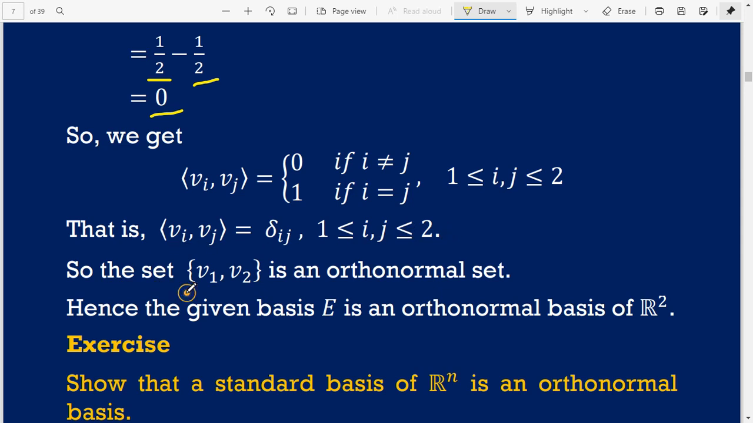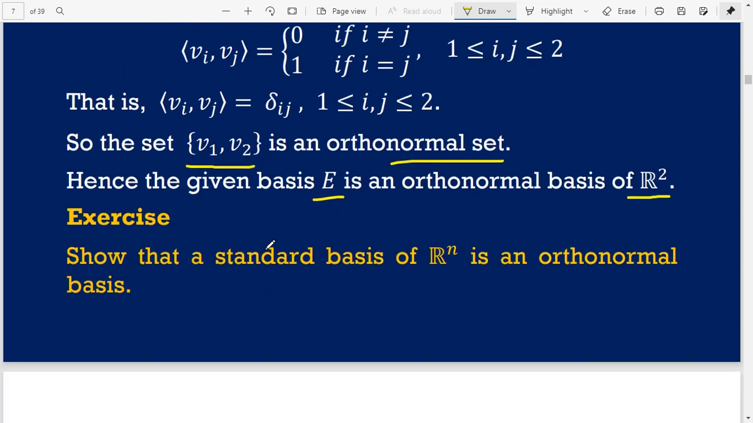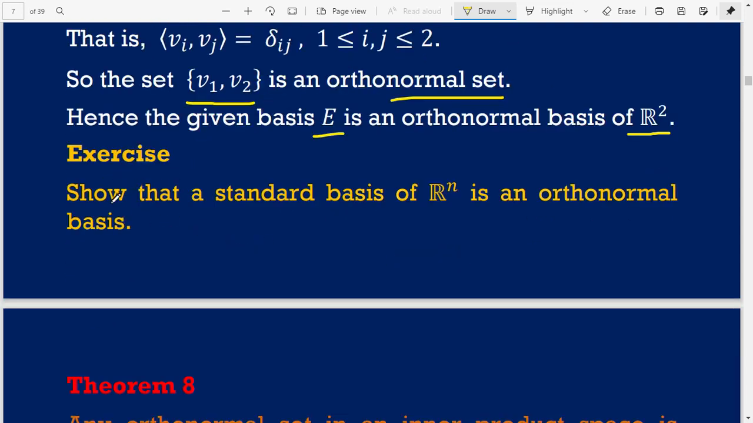So this set V1 and V2 is an orthonormal set, hence the given basis E is an orthonormal basis of R2. And as an exercise, show that the standard basis of Rn is an orthonormal basis.